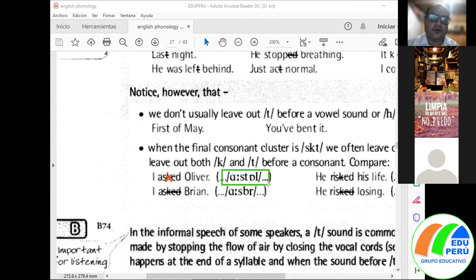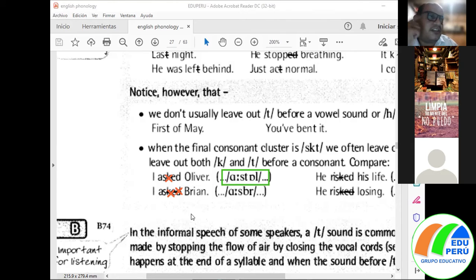Notice here the other one, I asked Brian. So now you omit ka and ta. You omit both sounds. I asked Brian. And teacher, how are we going to know if it is present or past? You say, I asked Brian, and the context: oh yeah, I asked Brian yesterday. Ah yeah, this is past. Notice that you didn't pronounce the ka and ta.